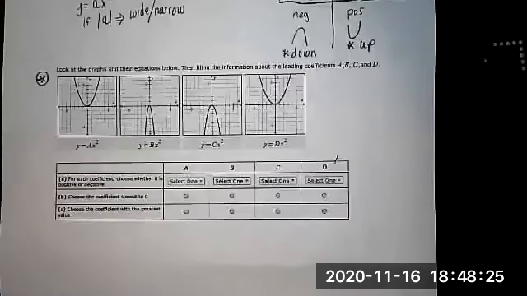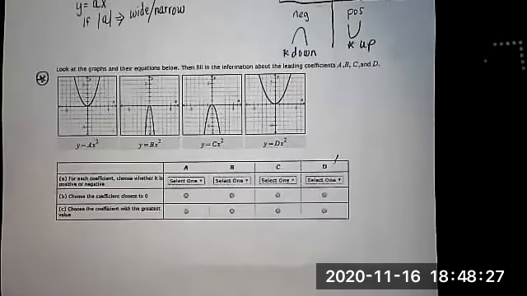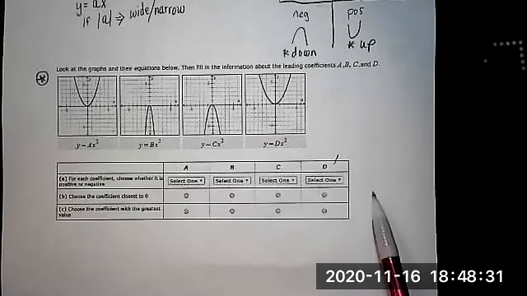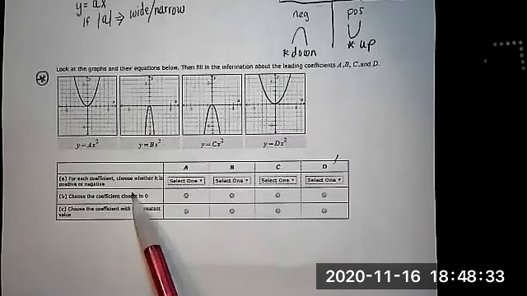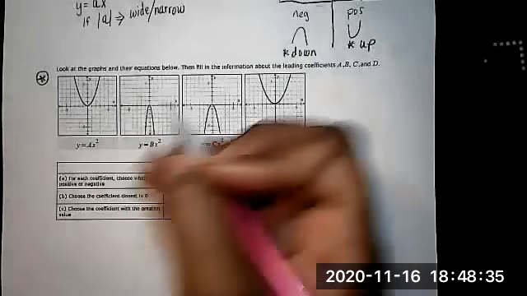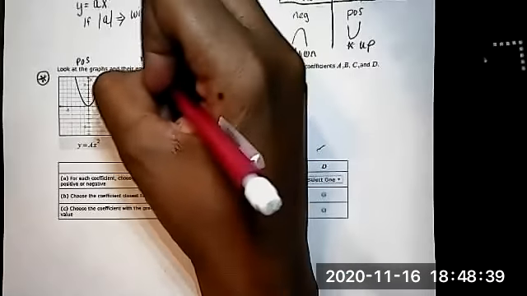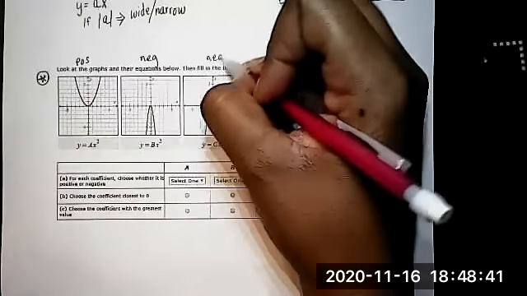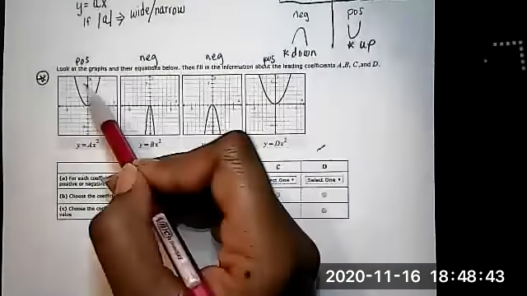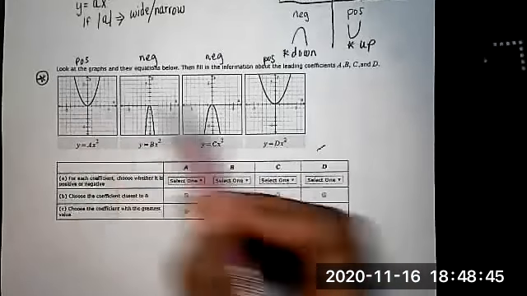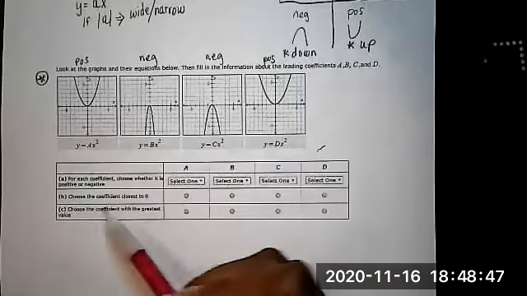All right, so let's look here. Look at the graphs, and then we're going to answer some of these questions. For each coefficient, choose whether it's positive or negative. Super duper, that one's pretty simple. Positive here, negative, negative, positive. Opens up, opens down, down, opens up. So you could tell which one is positive, negative.